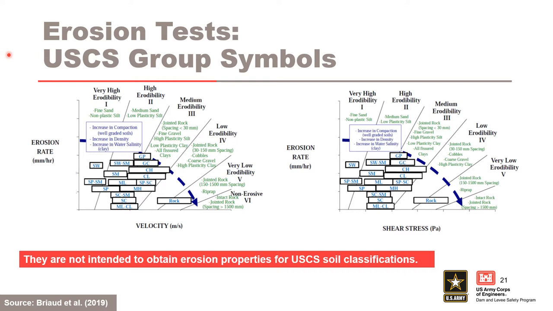Because of this, it is not a good idea to use these charts to estimate soil properties. We should only use them when discussing general categories, for example, in the embankment breach parameter regression equations. And instead, we should rely more heavily on the correlations that are developed to predict erodibility based on specific soil properties.